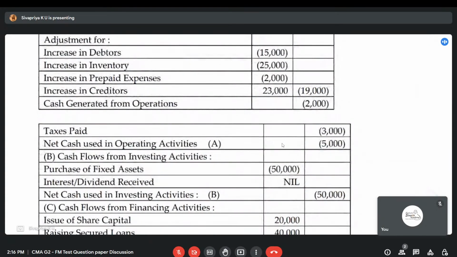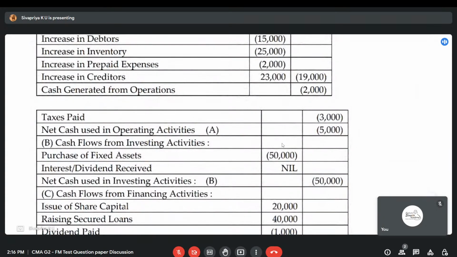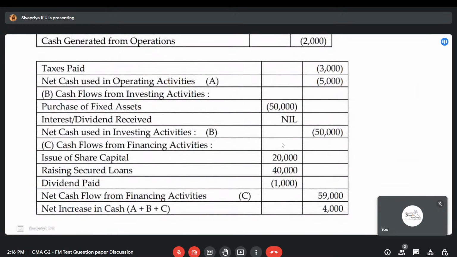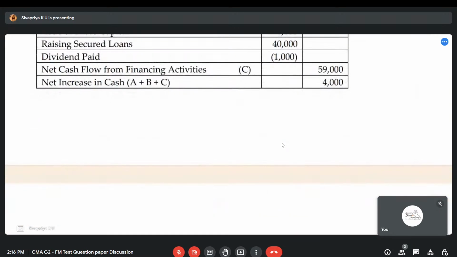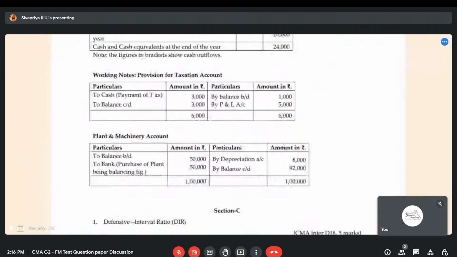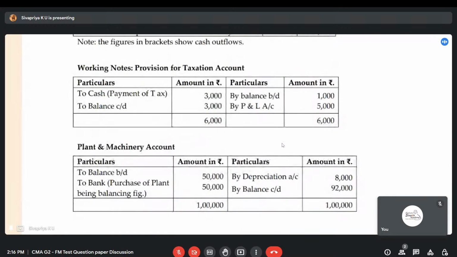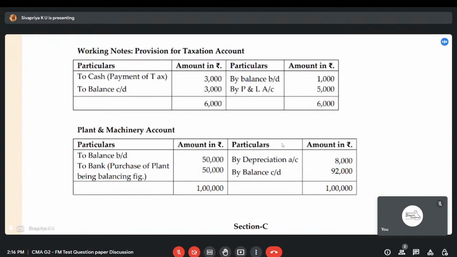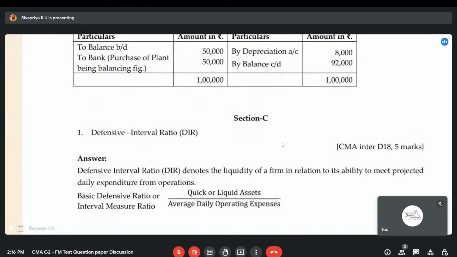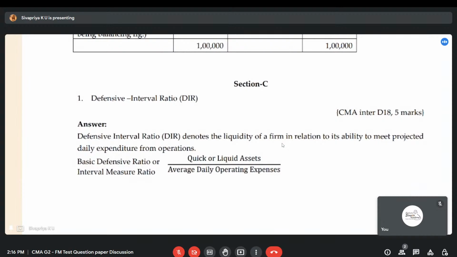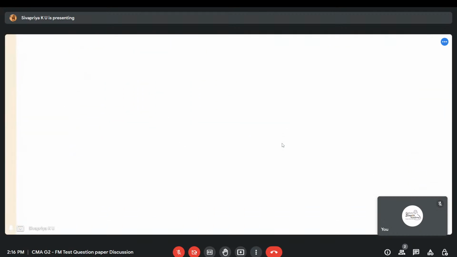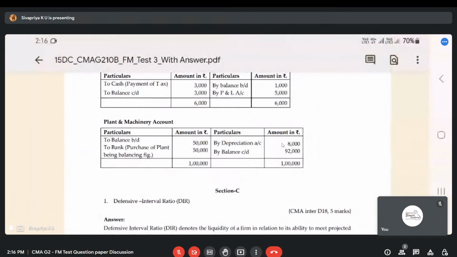Sorry, net cash used in operating activities is 5,000 negative. Cash from investing activities 50,000. Cash flow from financing activities is 59,000. The net increase in cash is 4,000. And the working notes for that are provision for taxation and plant and machinery account. Section C, defensive interval ratio, 5 mark question. So what is defensive interval ratio and what is the formula for that ratio, அப்படிங்கிறது எழுதுனா போதும். So that's all with regard to test 3.